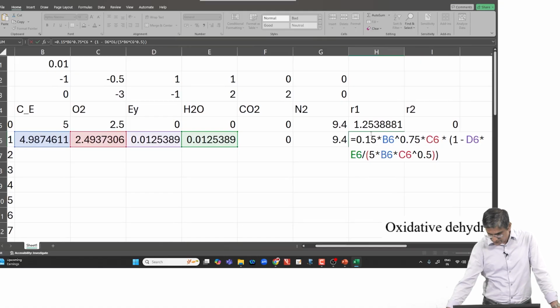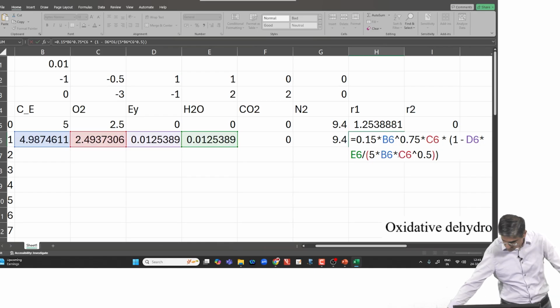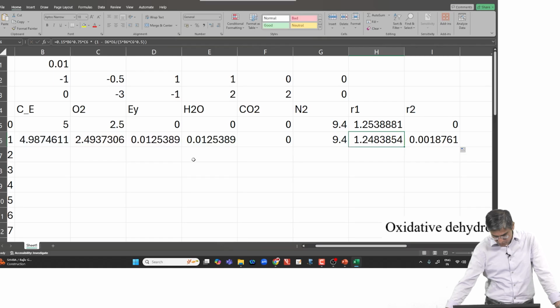Okay, 0.15 multiplied by Ce to the power 0.75 multiplied by CO2 to the power 1, the whole thing multiplied by 1 minus this concentration into this concentration, purple into green, divided by 5 multiplied by this concentration multiplied by this concentration to the power half, 5 multiplied by blue multiplied by red to the power half. So that just confirms that our rate of reaction is also fine.